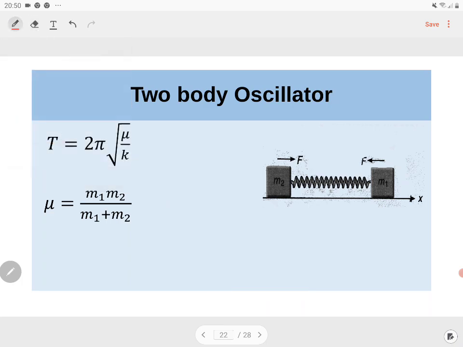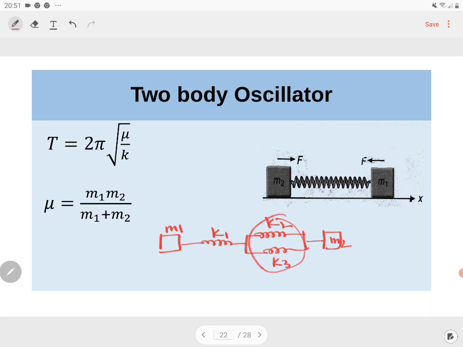Suppose we have a combination of springs like this. This is m1, and this is k1, and this is another spring k2, and this is another spring k3, and together they are connected to a block of mass m2. Now k2 and k3 are in parallel, and together they are in series with k1. So find the k effective value, and substitute that k effective value in the denominator. So this is regarding the two-body oscillator.